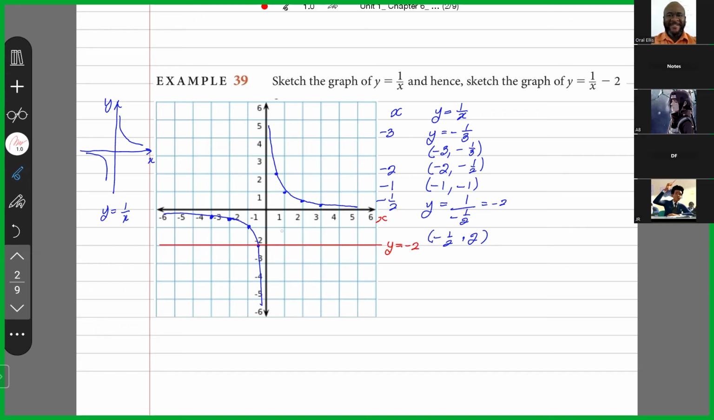From this, I can probably write my corresponding points. The point 1, 1 is going to become the point 1, minus 1. This point is going to move here. This point moves here. And this is for a half. It's going to go 2 units down, so it's going to go to here. All right, and from this now, I can draw this half of the graph.